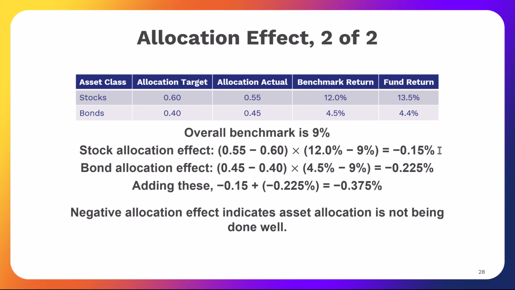That gives us negative 0.15. The bond allocation, similar, negative 0.225. So when we add these two together, we end up with negative 0.375. So a negative allocation effect indicates that asset allocation is not being done very well.